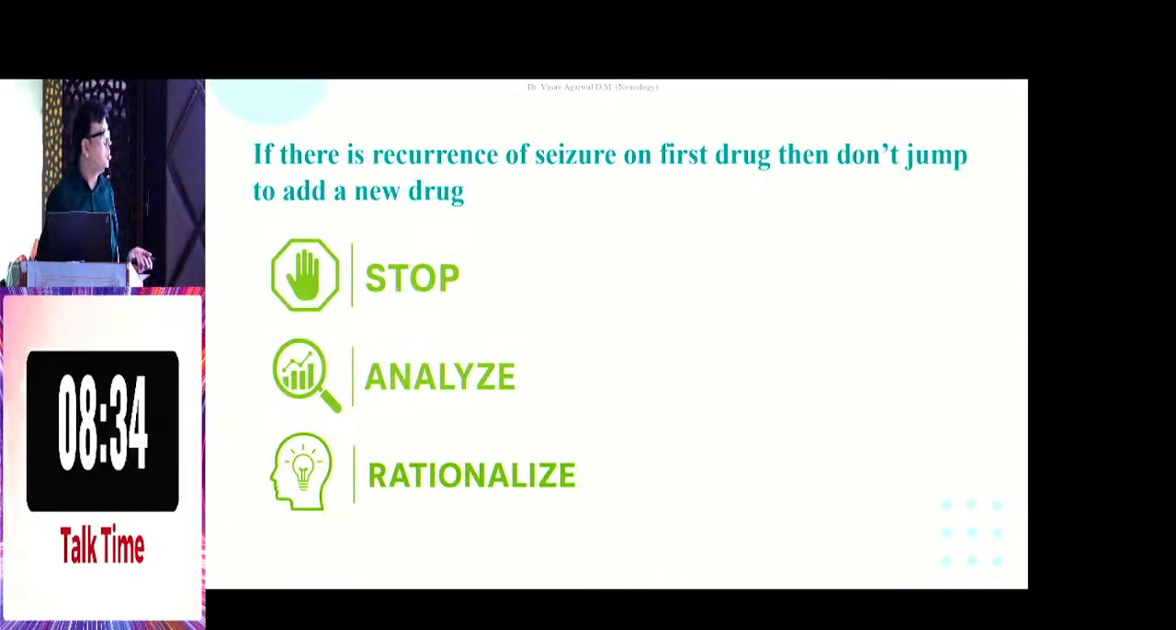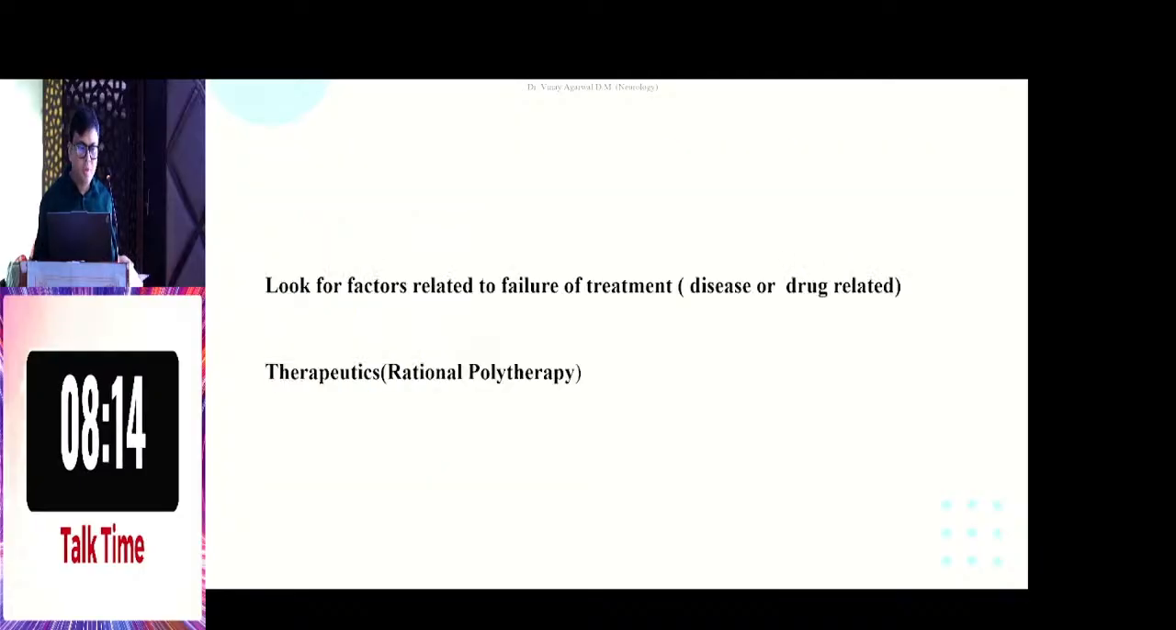So what to do if there is recurrence on the first drug, like the patient is on phenytoin, levetiracetam, or any drug? This is very common, because about 50% of patients will have recurrence. We should not jump right away to start a second drug. We should stop, analyze and rationalize. So what to analyze and rationalize? We have to look for the factors related to treatment failure, and whether we are missing anything in the diagnosis or the differential diagnosis.